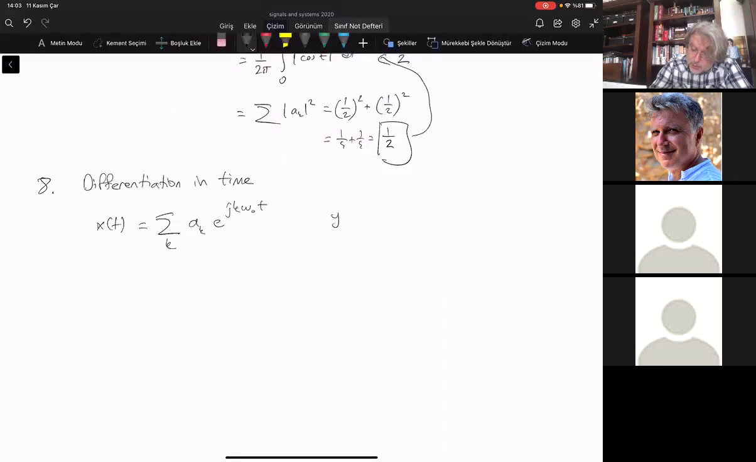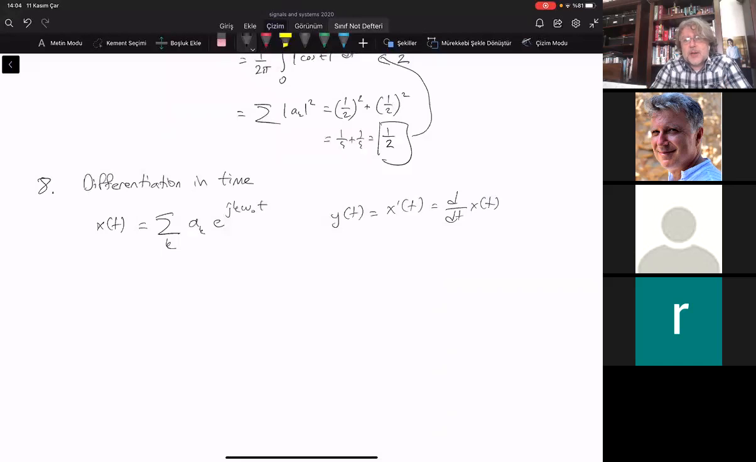Now, suppose that you have a y of t signal, which is x prime of t, or d by dt x of t, the time derivative. The first thing that you must immediately understand is that the time derivative of a periodic signal is also periodic with the same period. For instance, if you have a cosine, its derivative is sine, and if you have a sine, its derivative is cosine. And they have the same period. But of course, the scales may also change depending on the frequency.